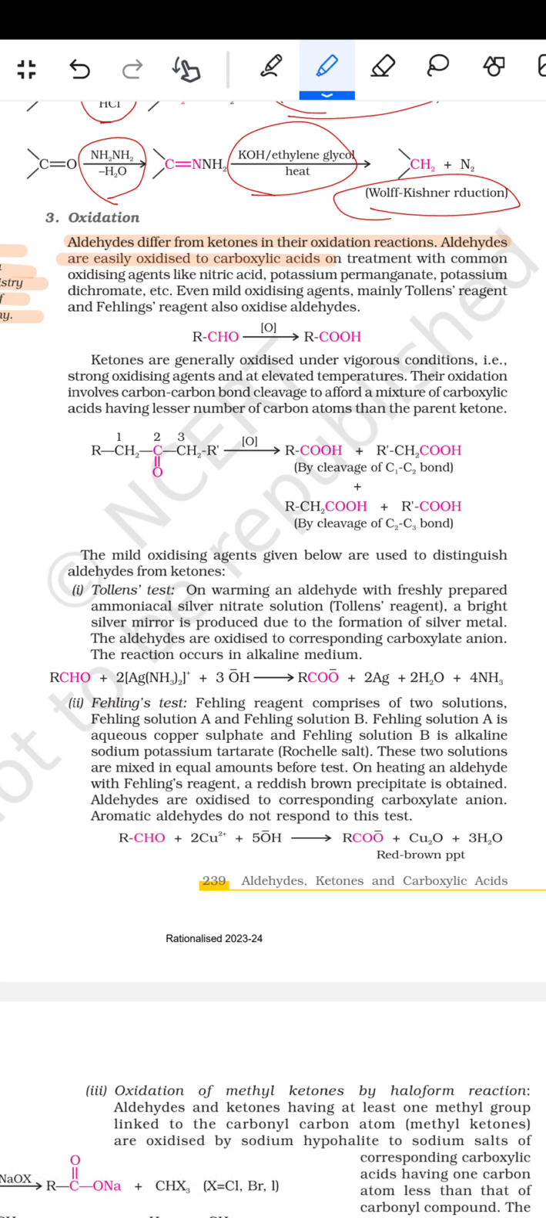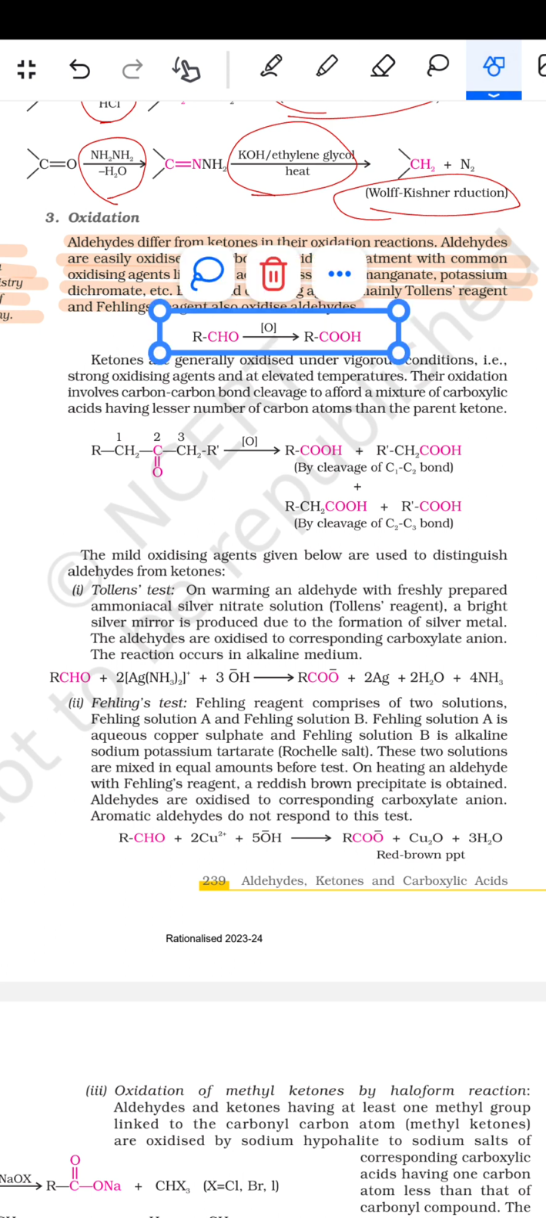Aldehydes are easily oxidized to the carboxylic acid on treatment with the common oxidizing agents जैसे nitric acid, potassium permanganate, potassium dichromate etc. Even mild oxidizing agents, mainly Tollens reagent and the Fehling reagent, also oxidize aldehydes जैसे RCHO है, इसको ऑक्सीडाइज करेंगे तो RCOOH बन जाएगा.